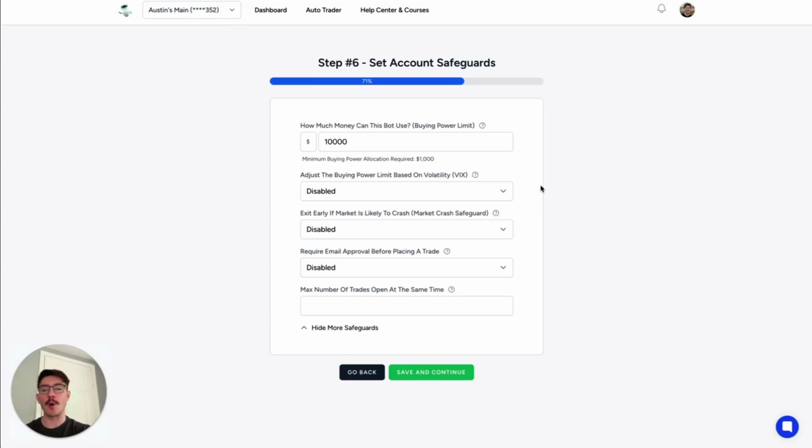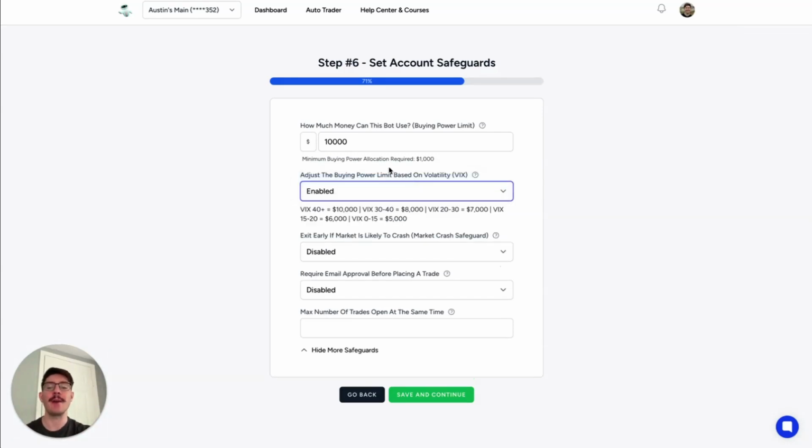If VIX is lower, we have more risk, so we'll be in fewer trades. When VIX is higher, we can have higher win rates and better trades, so we'll be in more trades. And so if I enable this, it will change the buying power I'm using based on where VIX is. If VIX is high, I get to use the whole 10,000. If VIX is lower, I'll use 50% of it, or 5,000. That way I'm adjusting my trade sizing based on VIX, so I'm controlling my risk a lot better.